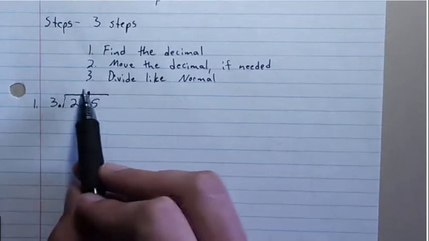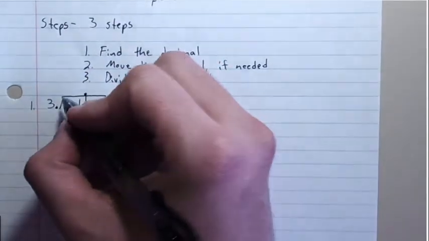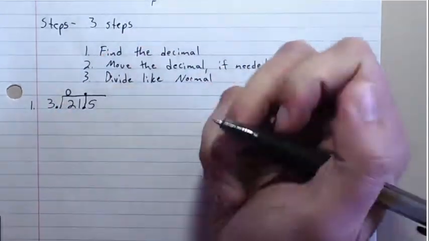Alright, so again we're on step 3 and we're just dividing like normal. 3 does not go into 2. I know some of you guys put an X above it. I just like to put a 0. Either way, it's up to you.